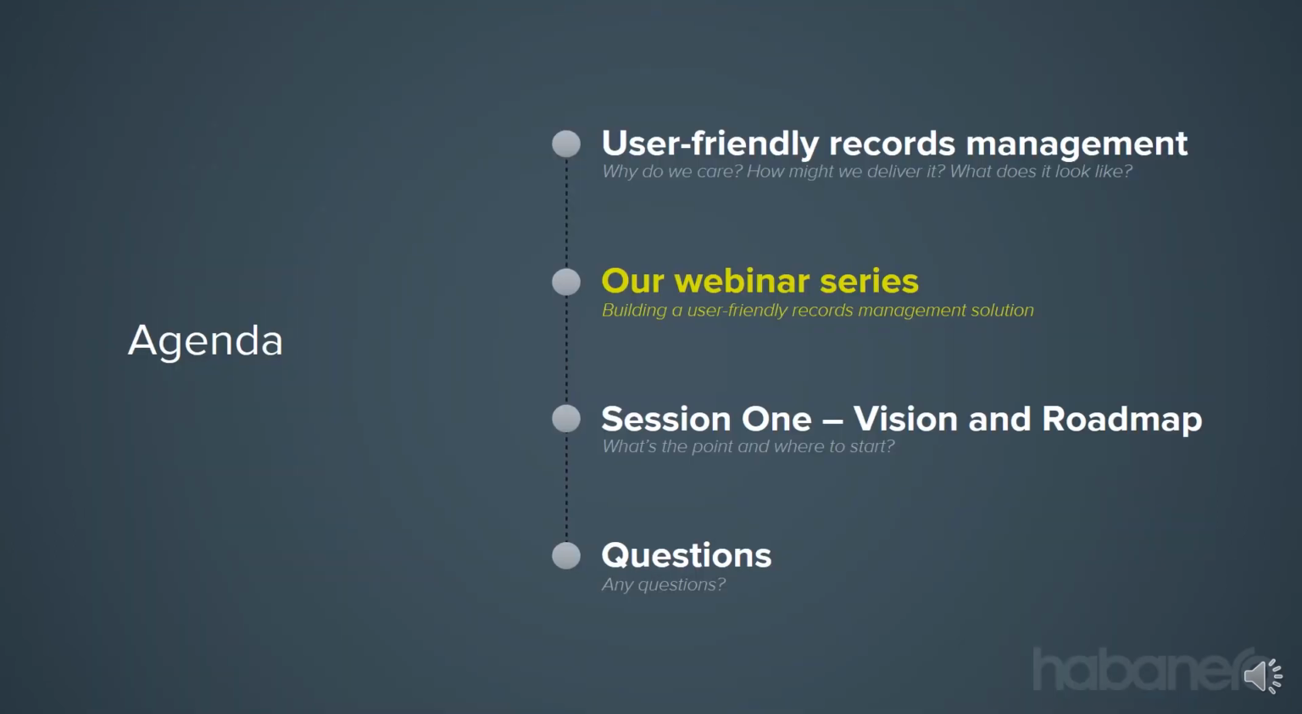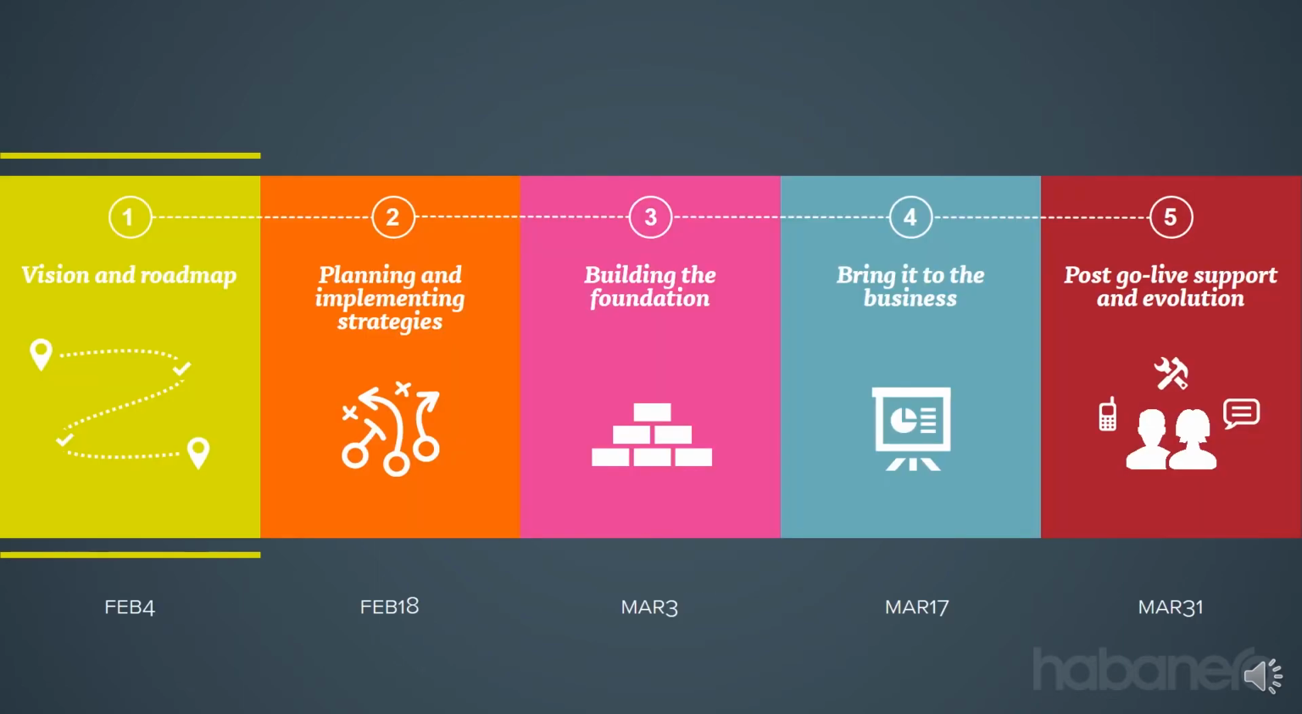Now I'm just going to touch briefly on our webinar series, talk about today's session and the next 4 sessions, and then we're going to jump into session 1. This is a summary of our sessions. The first one today, vision and roadmap. This is how to develop a good plan for your ECM initiative. This vision and roadmap session will describe how to perform the research, how to engage stakeholders, and ultimately how to develop and communicate that final deliverable, which is of course a roadmap.